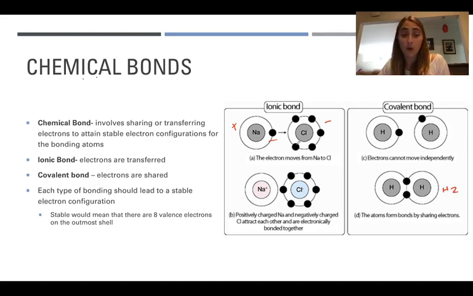Any type of bond that you're looking at, whether it's ionic or covalent, it's important to note that they're coming together to become stable. So ionic versus covalent, it doesn't matter. These are both going to lead to stable electron configurations, and that's really what you need to get out of that.